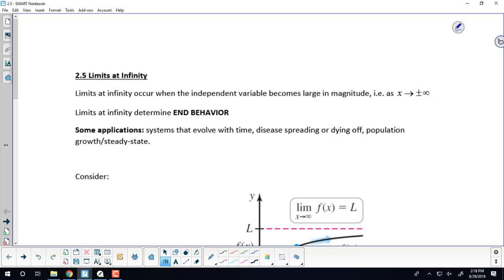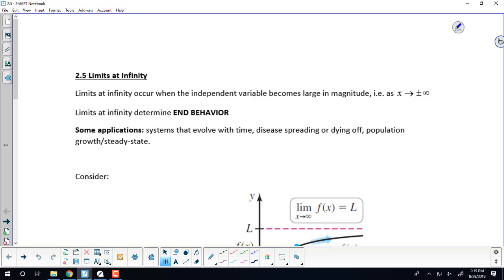So now we'll look at 2.5, limits at infinity. Limits at infinity occur when the independent variable, typically x, but t sometimes as well, approaches infinity or negative infinity. And these limits determine the function's end behavior. Some applications are systems that evolve over time. Maybe you've got a model of an epidemic that's spreading through town. Does that epidemic die off, or does it keep going? And steady states, that's the same kind of idea.